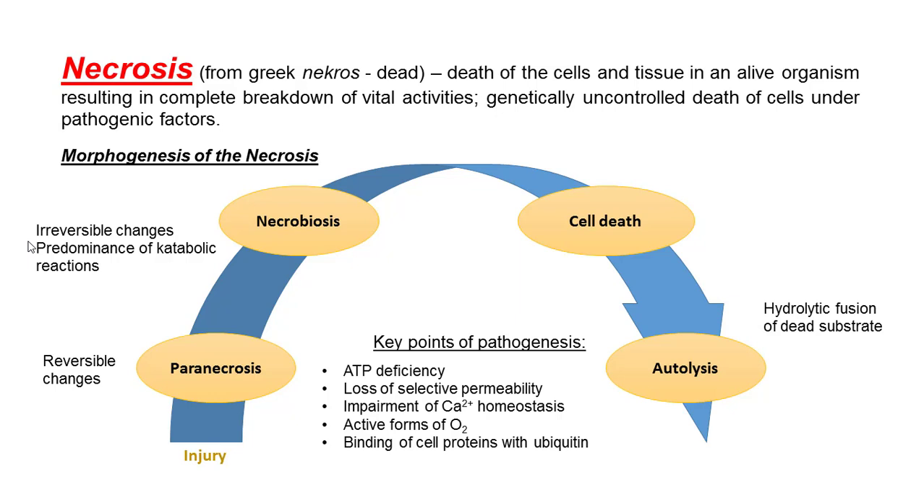This leads to loss of selective permeability of the cell membrane. This results in cellular ion homeostasis imbalance or impairment. In particular, calcium levels increase in the cells. This induces proteins to become active, in particular proteolytic enzymes which destroy the intracellular organelles. An increased amount of active forms of oxygen and ubiquitin protein also promotes destruction of organelles and fusion of the proteins.